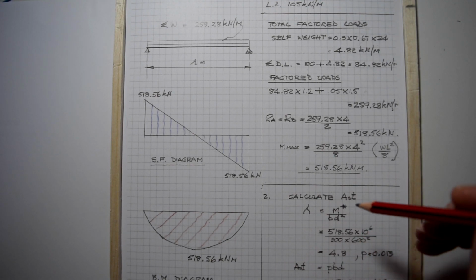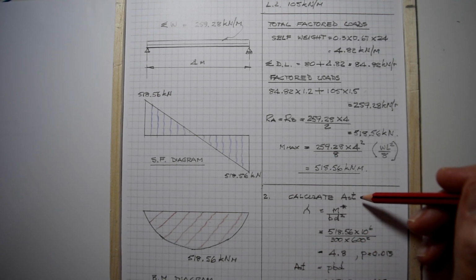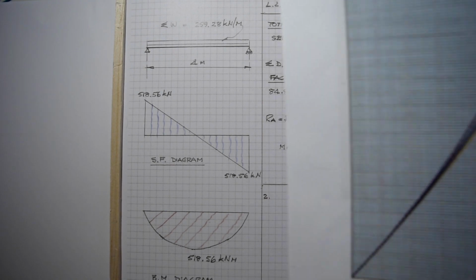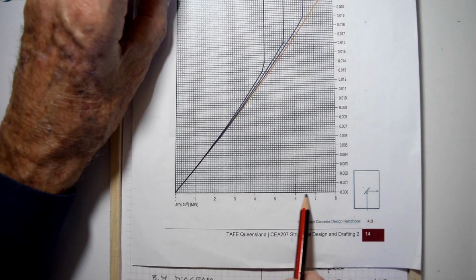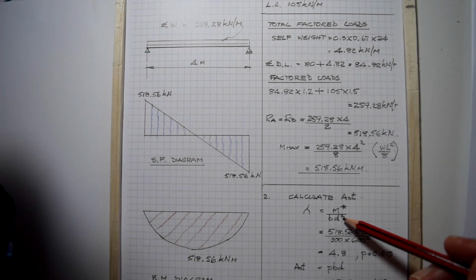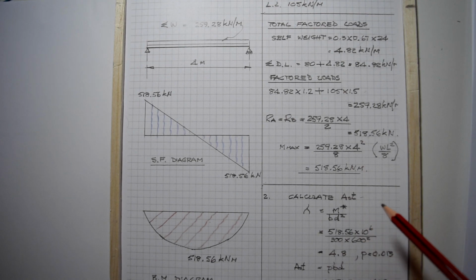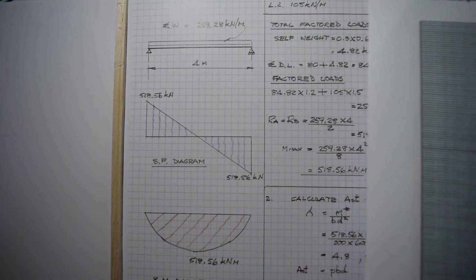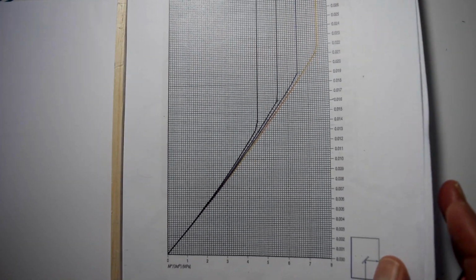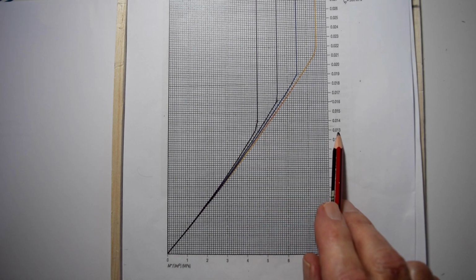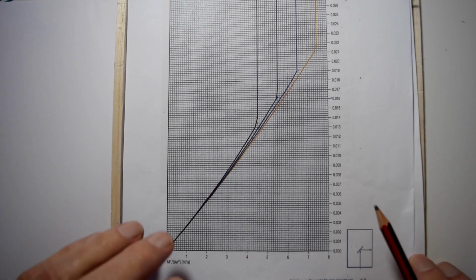We can move on then and calculate what tensile area of steel we need. Lambda from your graph here, this is what we're looking for. We're looking for a factor along the bottom axis, equals your ultimate moment divided by the breadth times the effective depth squared. Doing that arithmetic gives you a factor of 4.8. Looking at the graph then, going along to 4.8, going up to 32 MPa, we go across and find that our steel factor P is 0.013.